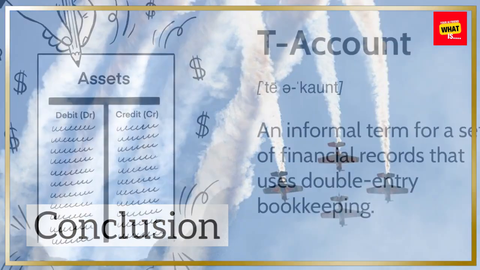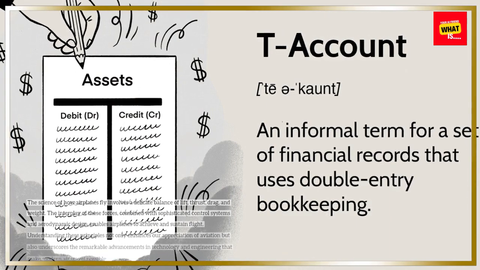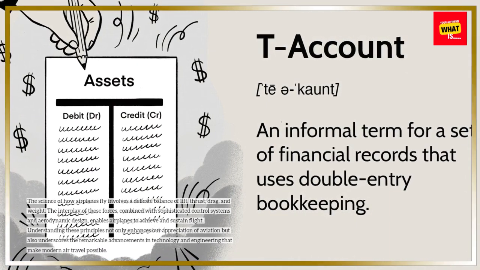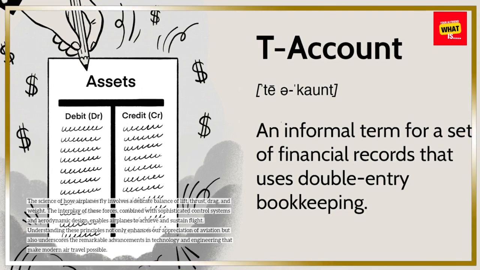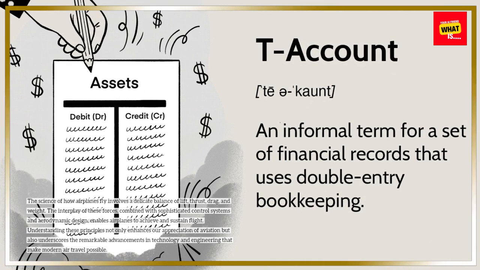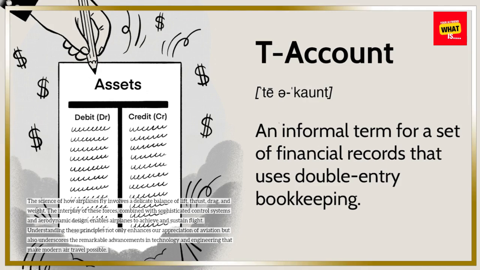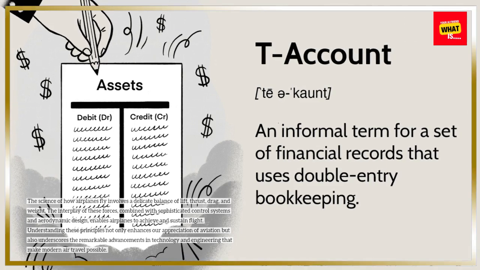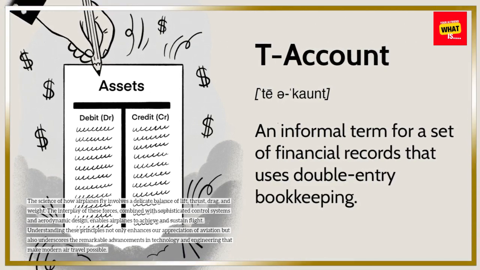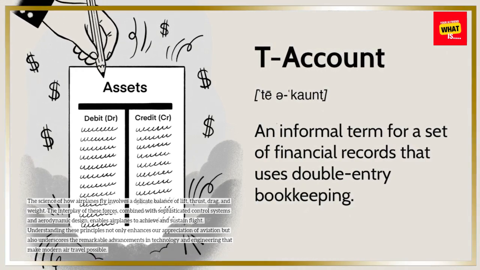Conclusion. The science of how airplanes fly involves a delicate balance of lift, thrust, drag, and weight. The interplay of these forces, combined with sophisticated control systems and aerodynamic design, enables airplanes to achieve and sustain flight. Understanding these principles not only enhances our appreciation of aviation but also underscores the remarkable advancements in technology and engineering that make modern air travel possible.